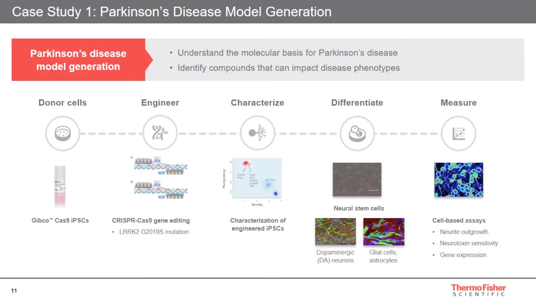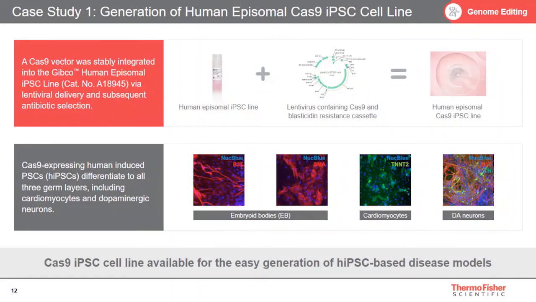And then a number of assays were used to look for phenotypes in those neurons to check whether the introduced mutation had any effect on the biology or the function of these neurons. Here's a little bit more information about that iPSC line that I just talked about. A Cas9 vector was stably integrated into our Gibco human episomal iPSC line via lentiviral delivery, and the selection of these cells was subsequently done with antibiotics.